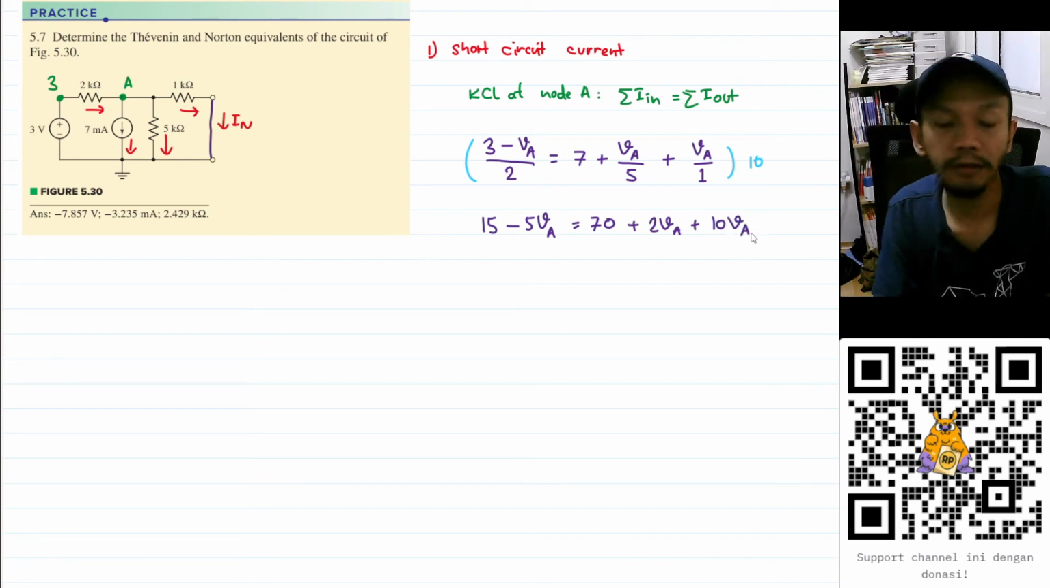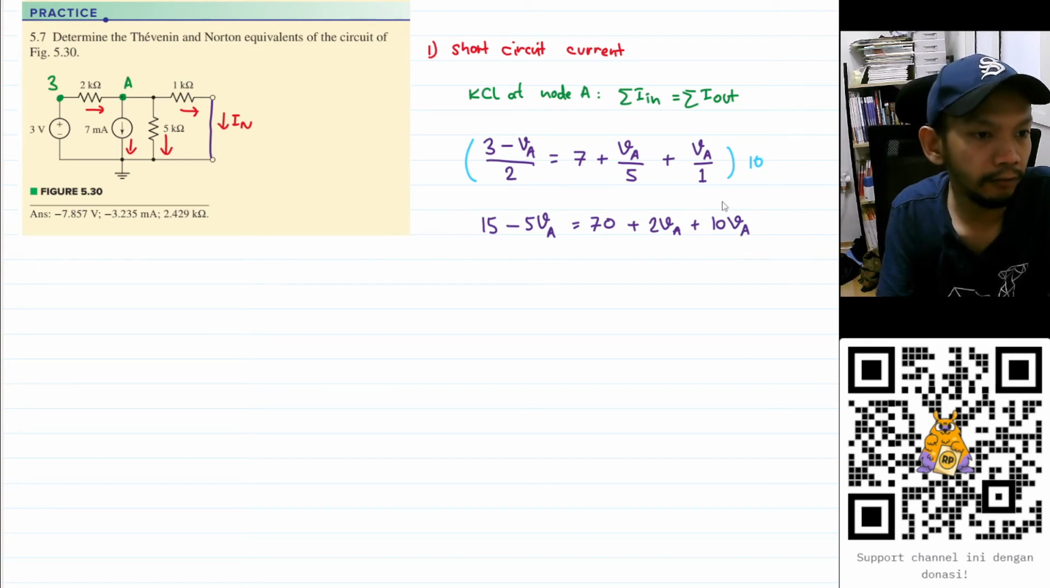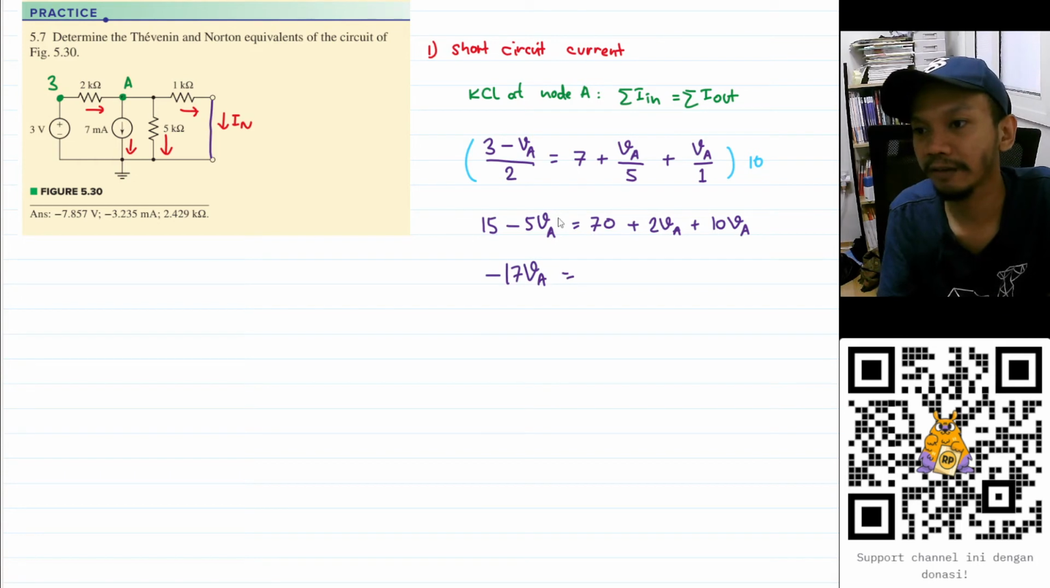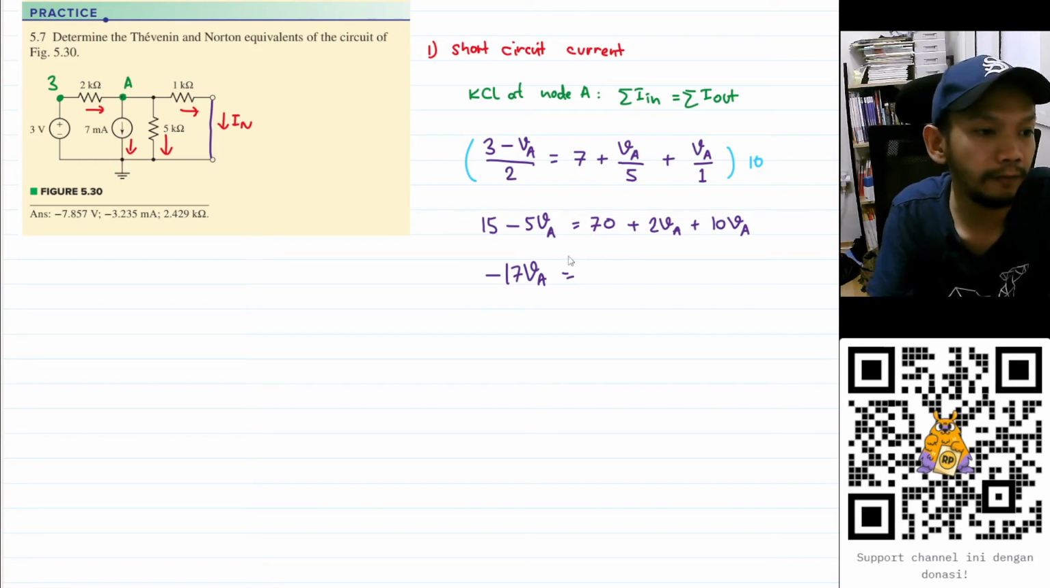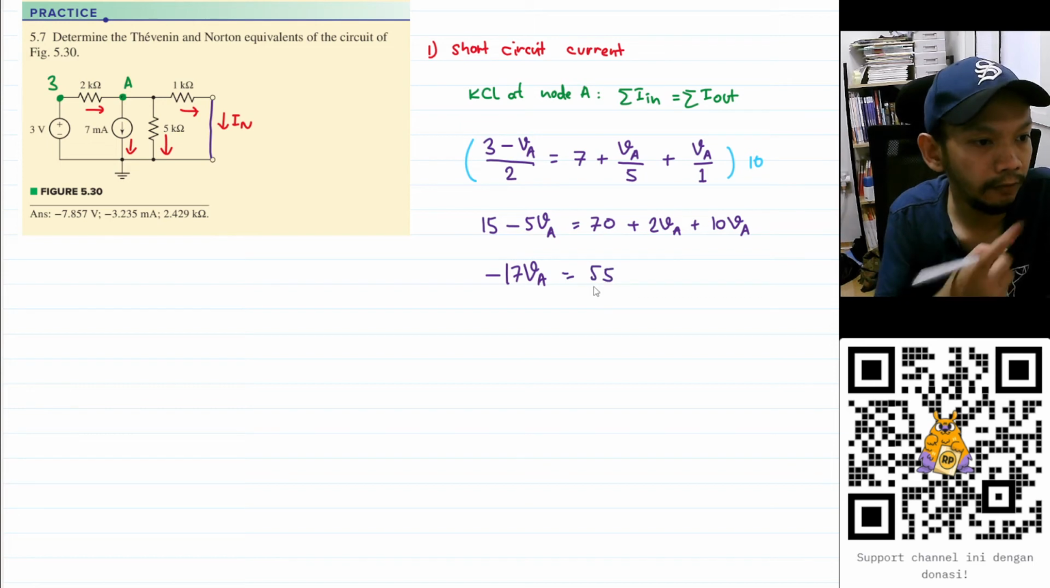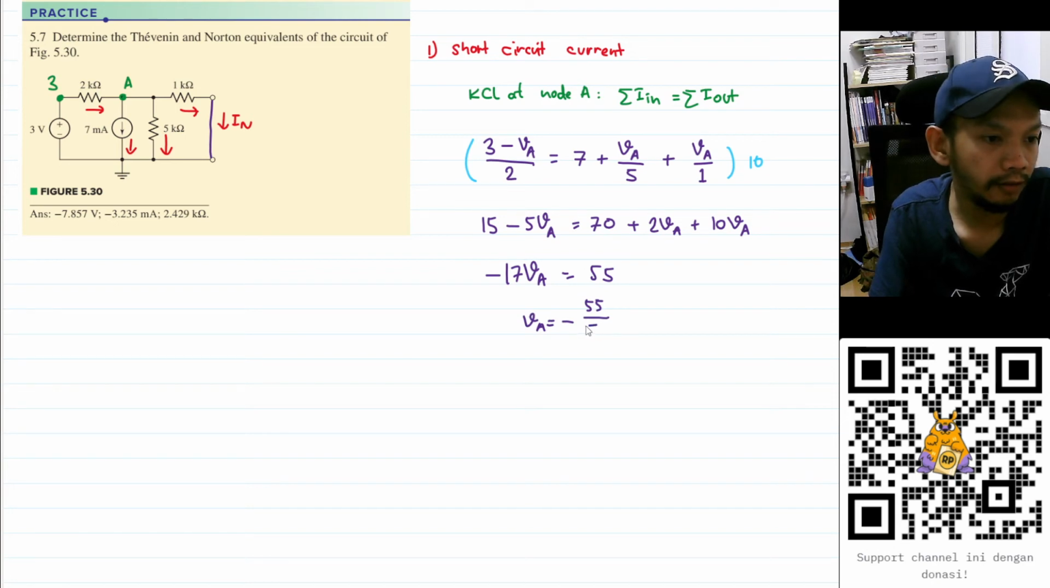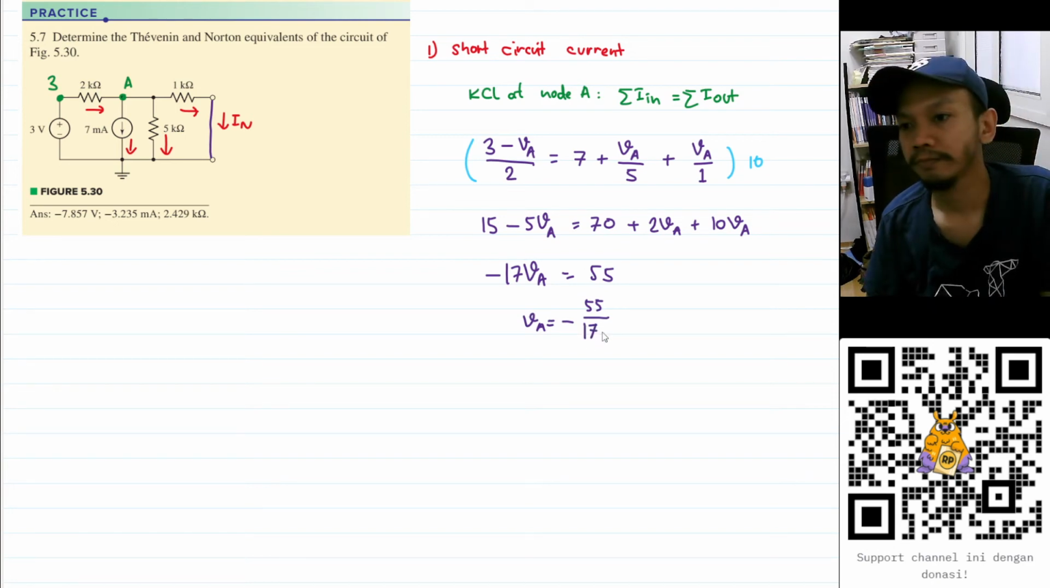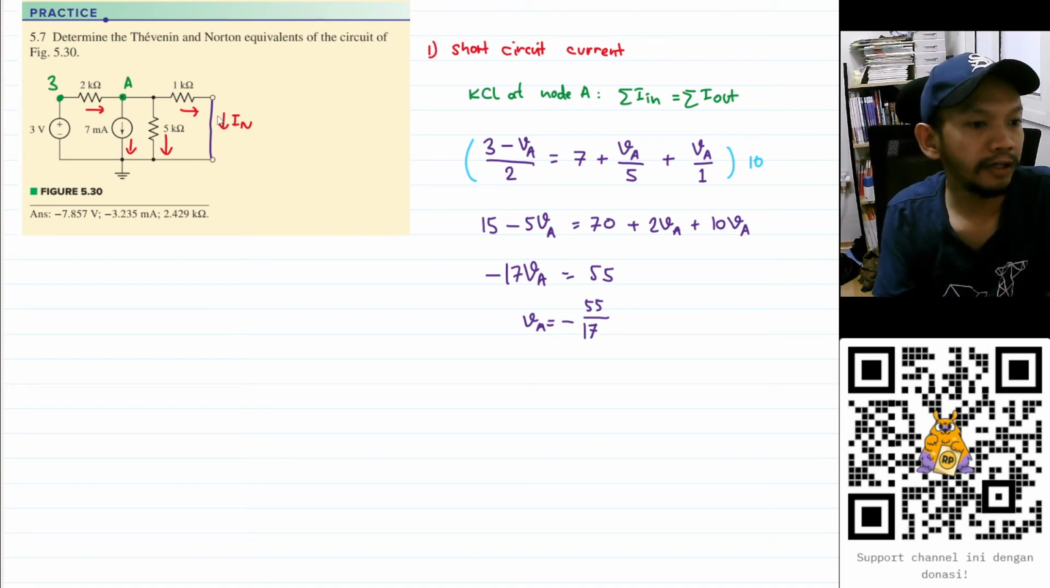Okay, now let's move all the VA terms to the left-hand side and all the constants to the right-hand side. So I have minus 5, minus 2, minus 10, so I have minus 17 VA. And then 70 subtracted by 15 will be 55, right? So our VA will be minus 55 over 17. But here we need to find out I_N.